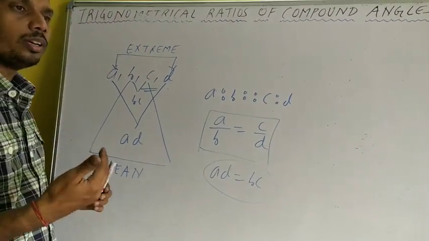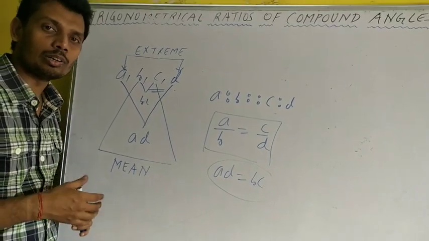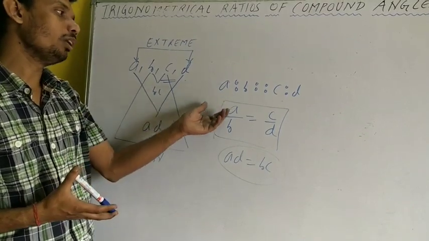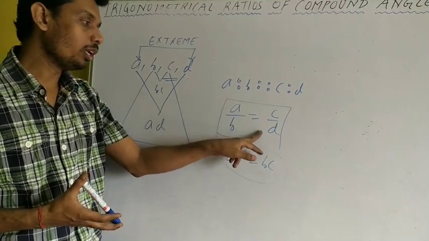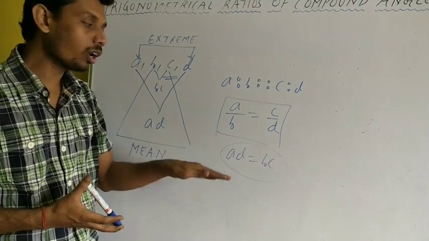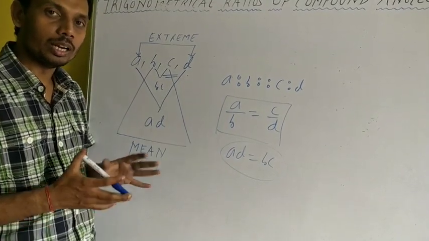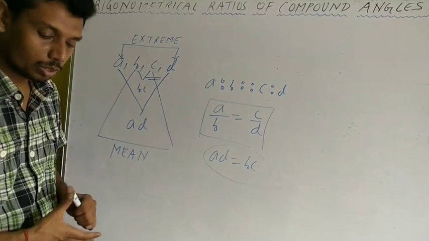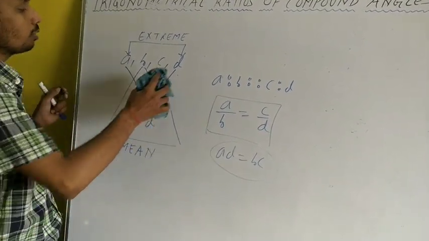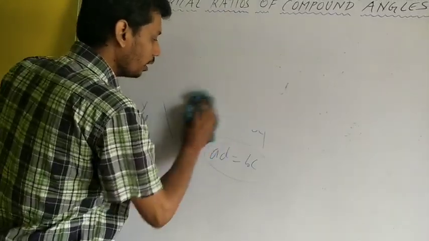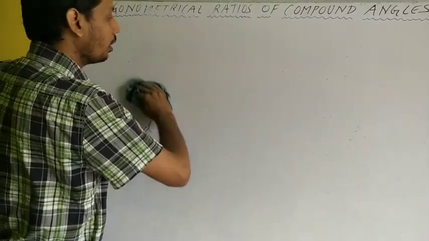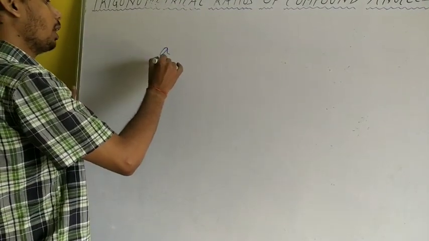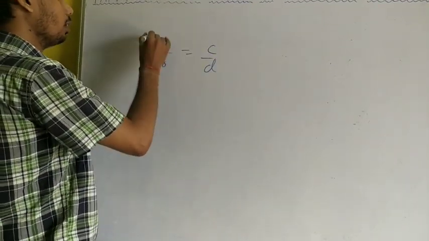This we have studied in lower classes also, that A, B, C, D are said to be in proportion when A is to B as C is to D. That is, A into D and B into C are equal to each other, or A by B is equal to C by D. Under this condition we say that A, B, C, D are in the same proportion. Some properties of proportions are there which we will recall. Now here A by B is equal to C by D.